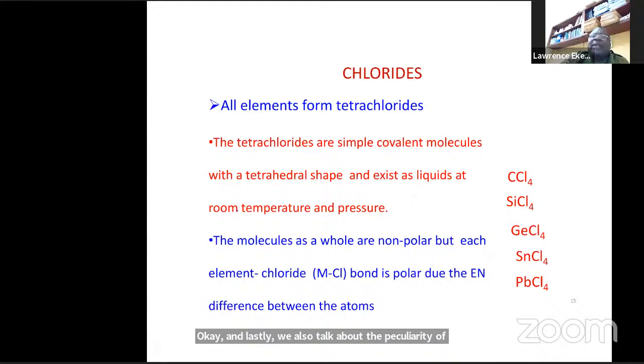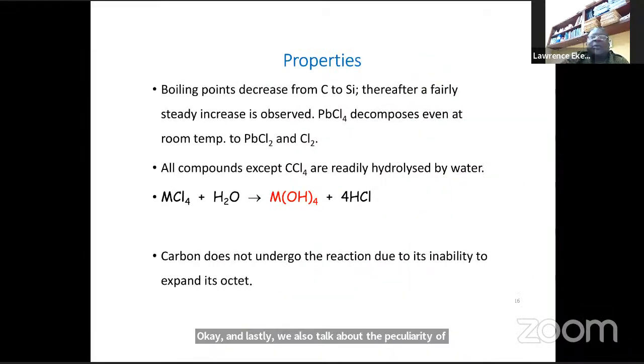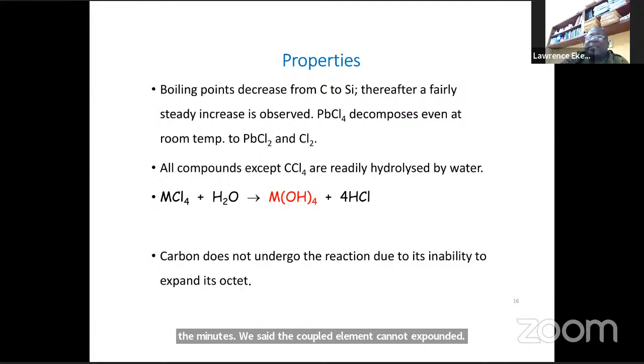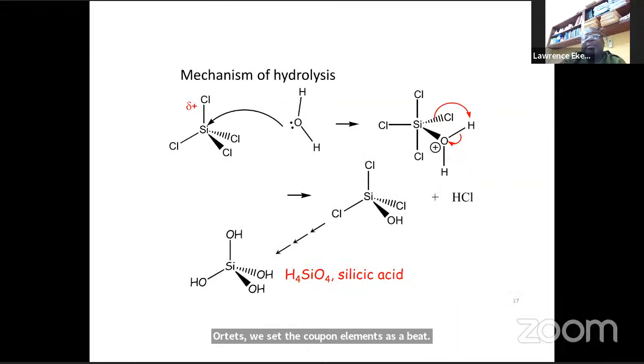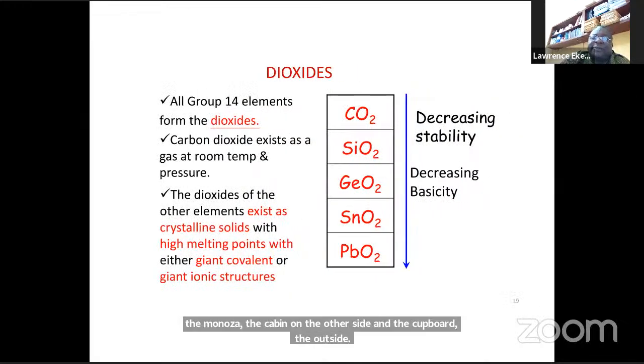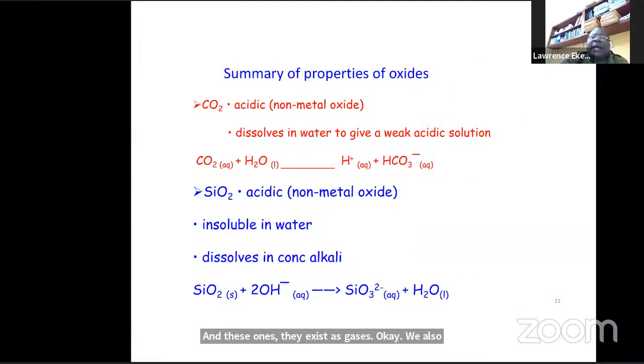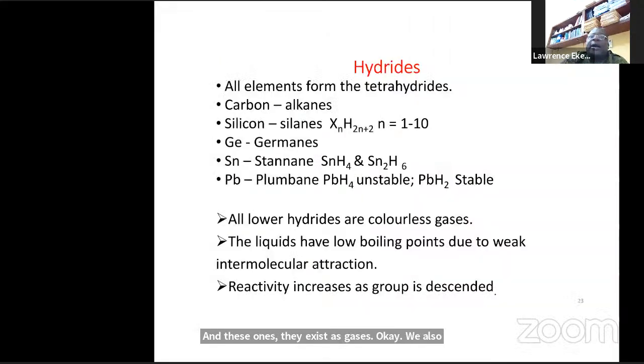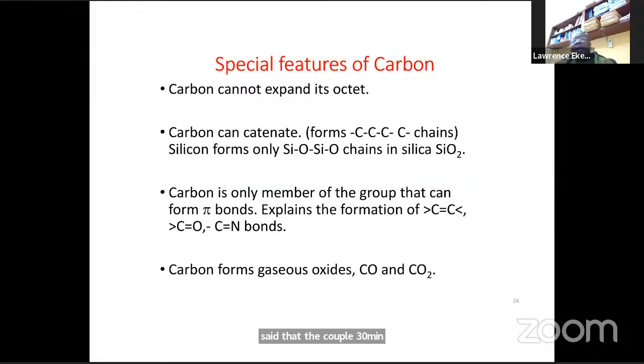element. We said the carbon element cannot expand its octet. We said the carbon element exhibits catenation, the ability to form chains with itself. And we said the carbon element forms two oxides, carbon monoxide and carbon dioxide, and these exist as gases. And we also said that the carbon element has the ability to form pi bonds. It's the only group member that has the ability to form pi bonds.